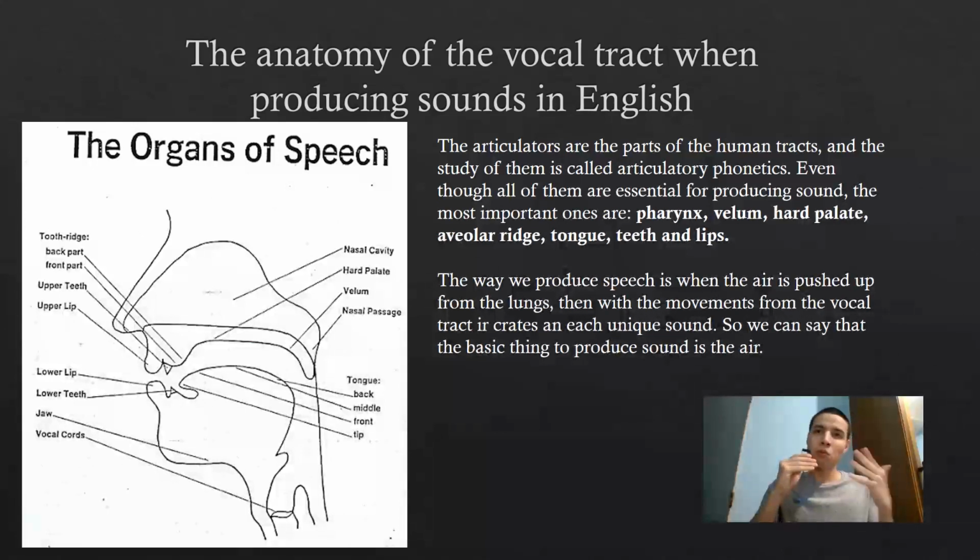Now, the way we produce speech is when the air is pushed up from our lungs, and then with the movements of the vocal tract, it creates each unique sound. So we can say that the essential thing for producing sound is air. If we don't have air, we cannot produce any kind of sound.